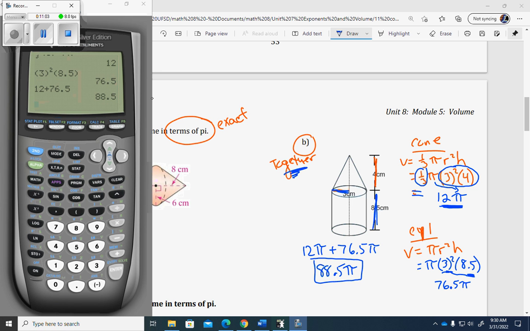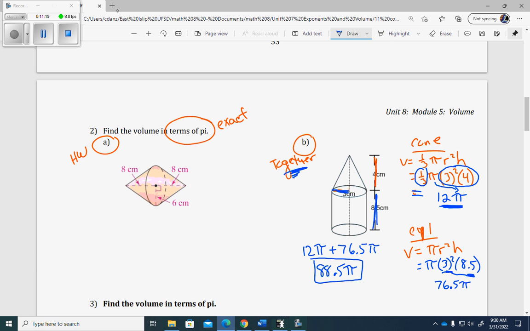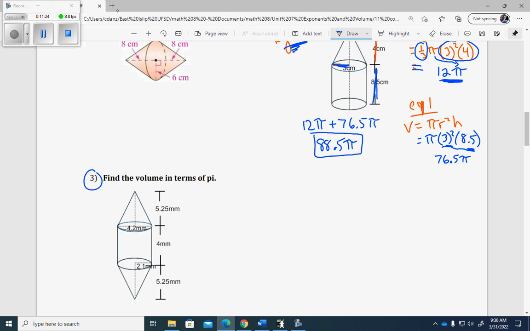So what we just did for this problem was find the volume of the cone, find the volume of the cylinder. I left pi in both answers because I wanted an exact answer, and then I added the two together. And that's what you'll do for A when you do it on your own. Number 3 is also something I'm saving you for homework. Notice it's 2 cones and 1 cylinder. So now you have 3 pieces that we're adding together. Again, it says in terms of pi, so that means they want an exact answer.